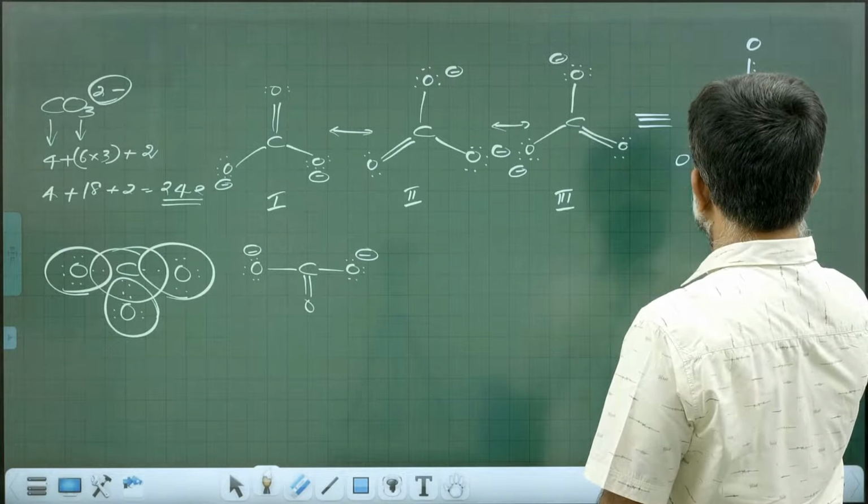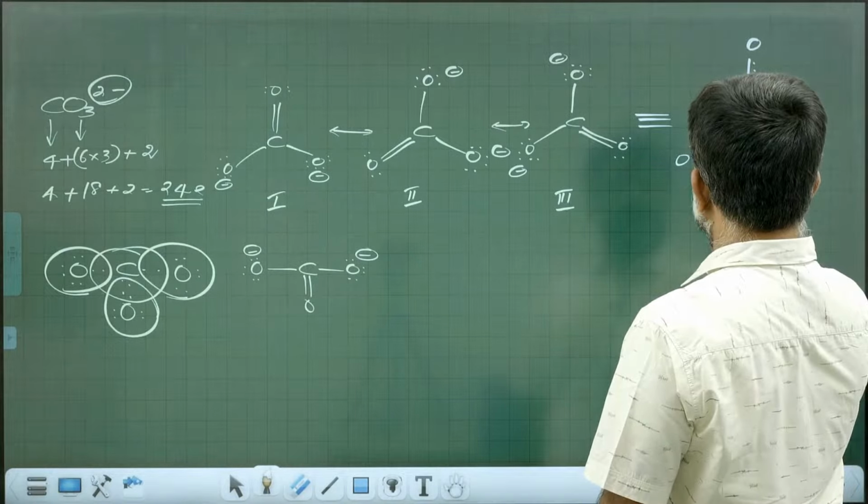For example, what is the formal charge of this carbon atom? You can easily identify. Formal charge is equal to valence electrons of the free atom, which for carbon, as all of you know, is 4, minus lone pair electrons. Do we have any lone pair in carbon? No, it is 0. Minus half the bond pair electrons.